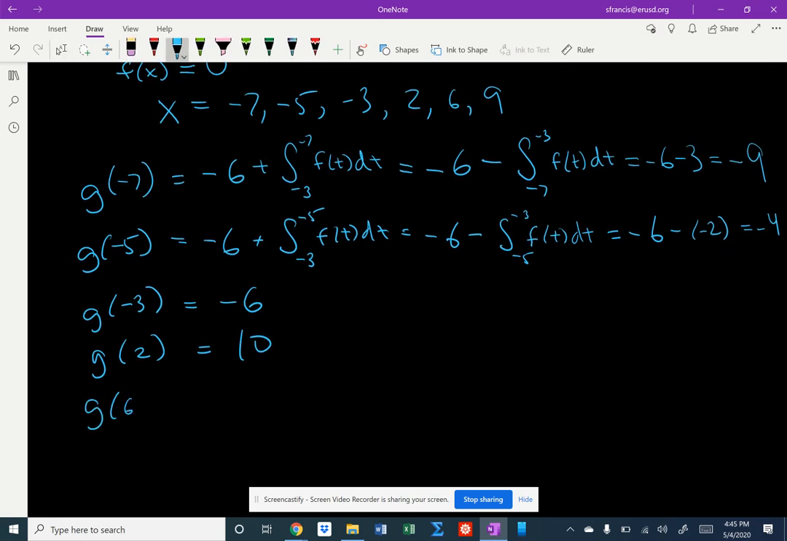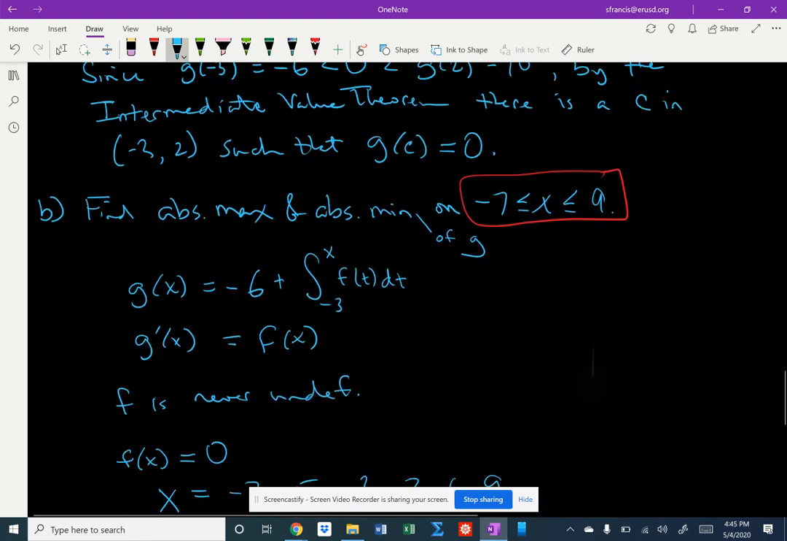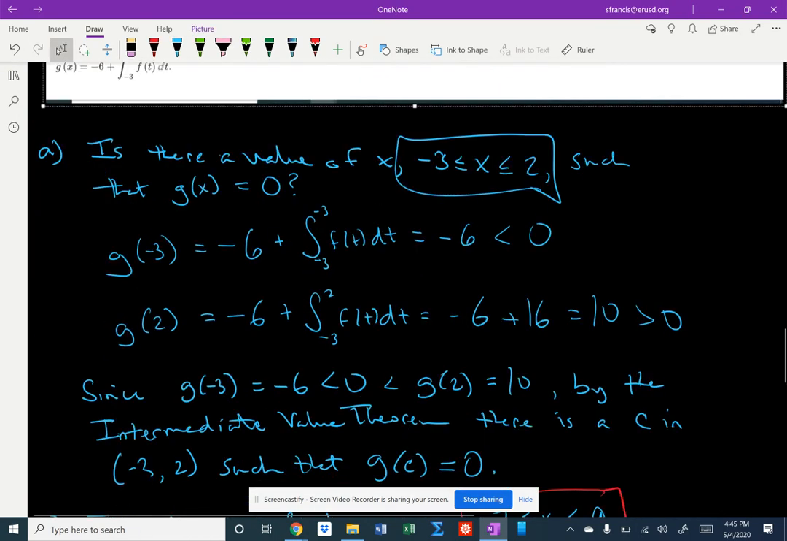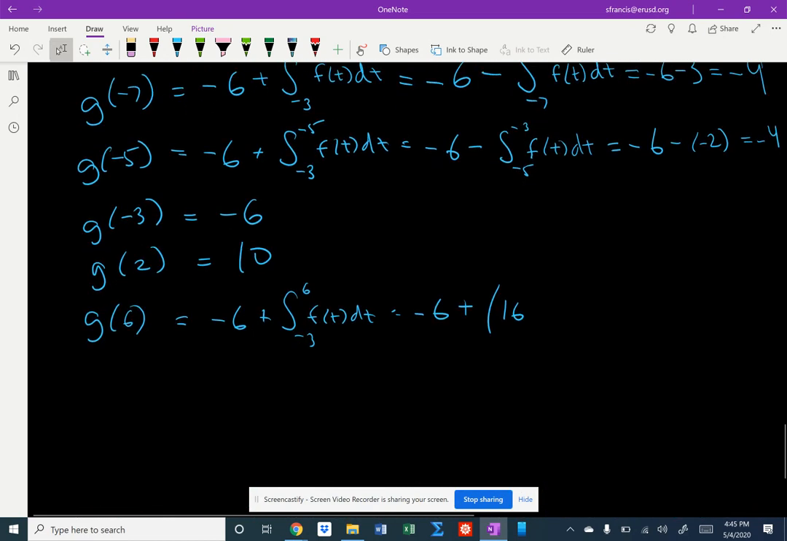G of 6 is -6 plus the integral from -3 to 6 of f of t dt. So this is going to be -6 plus the integral from -3 to 6. Let's go back and show you this. So -3 to 6 includes region C, which is 16, and then D, which is this one right here, which is going to be -5 because that's below. So 16 minus 5 is 11. And so, in fact, let's just go put that in as 11. And then that works out to be a +5 there.